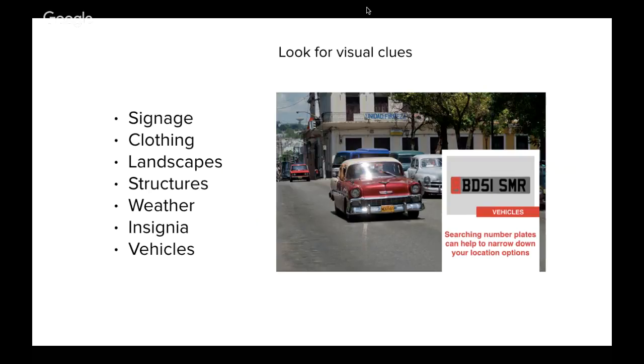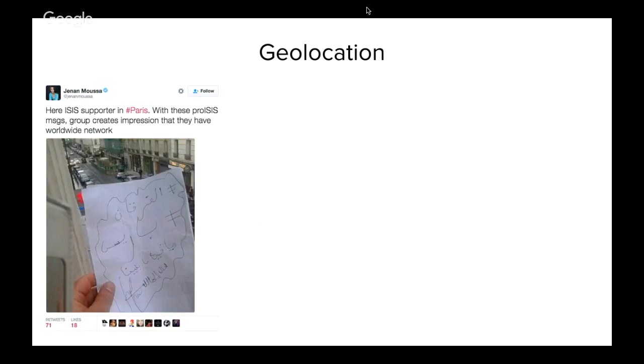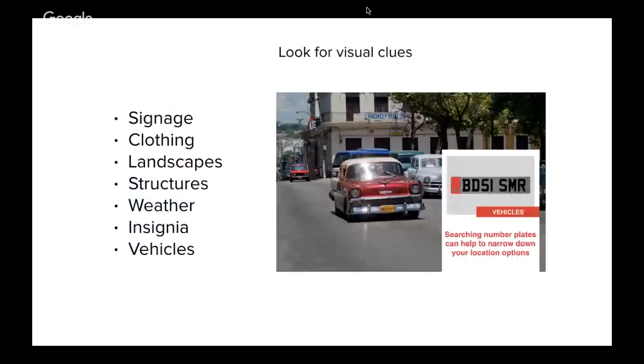Sometimes in some countries that might just help us to find the country. Sometimes it might help us to find the state in the US as well. So looking at it again, we've got signs, clothes, landscape, so rivers and mountains and things like that. Structures, the buildings, what do the buildings look like? What country, what is the architecture like? Architecture in different parts of the world is very different.